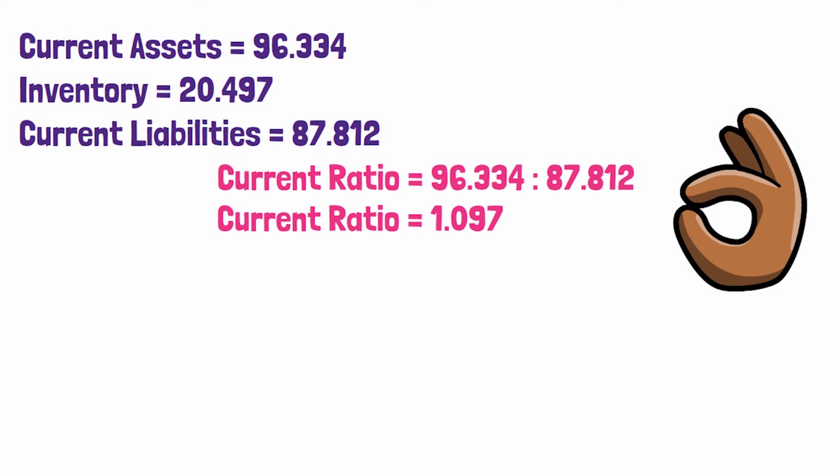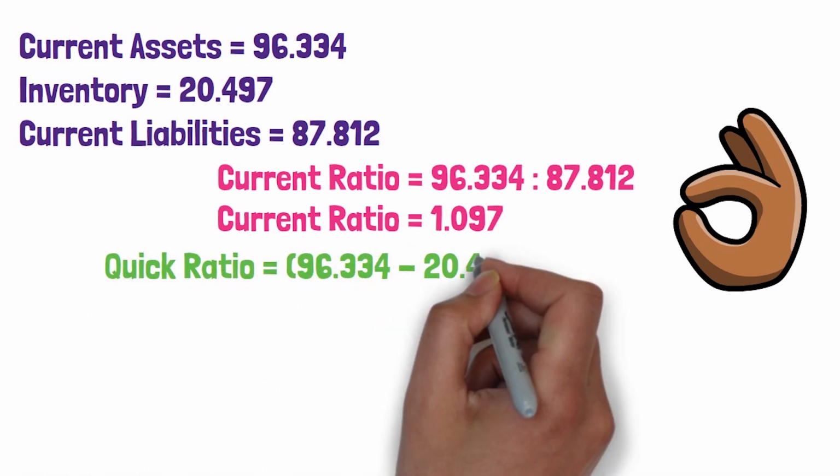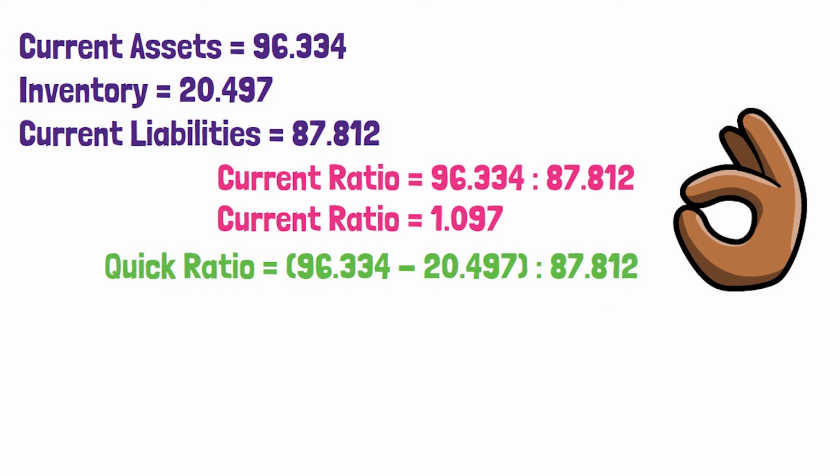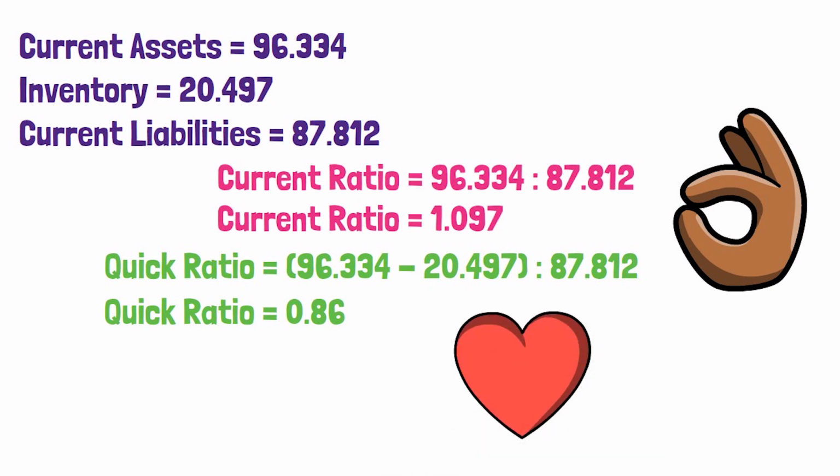To find the quick ratio, we need to subtract the inventory from the total assets and divide the result by the total liabilities, equaling Amazon's quick ratio of about 0.86. This gives us a better picture of the current financial health of Amazon, as we subtract the inventory which cannot be sold in case of liquidation.